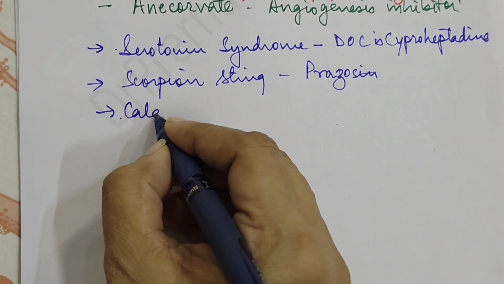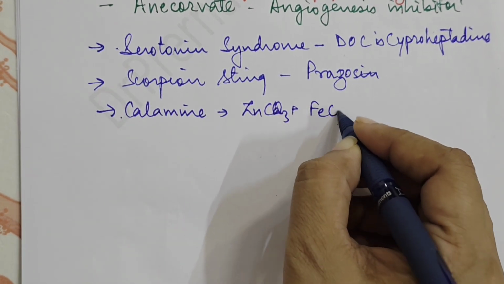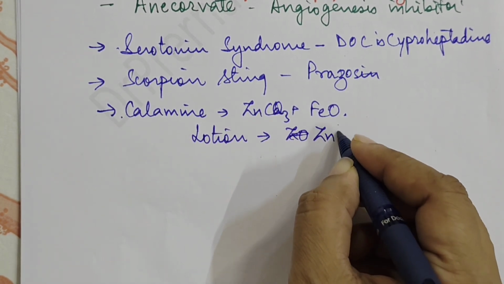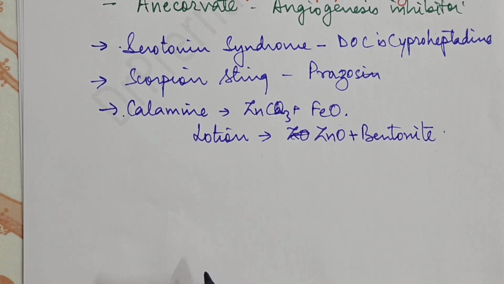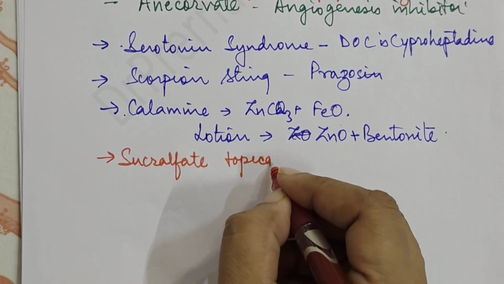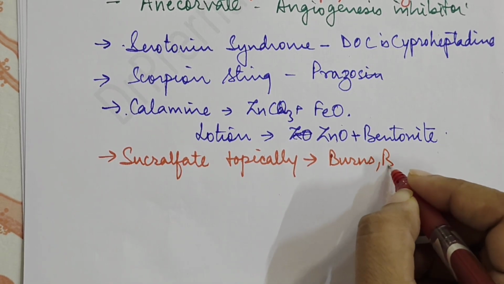Then there is a substance called calamine. Calamine is actually zinc carbonate plus ferric oxide. And when you make a lotion of this calamine, then you add zinc oxide also, plus you also add bentonite. So remember that calamine consists of zinc carbonate, ferric oxide and zinc oxide. Then sucralfate is used topically. Sucralfate otherwise is a peptic ulcer disease drug. It is used topically in burns, in bed sores.